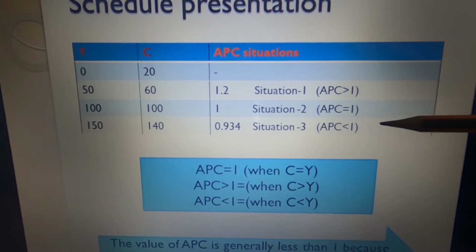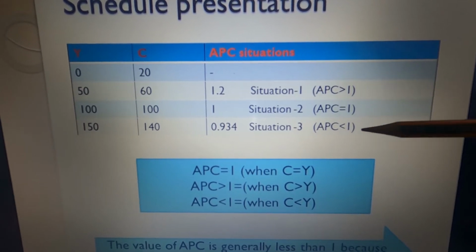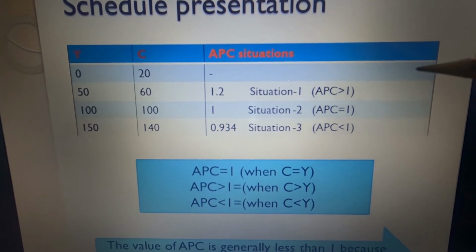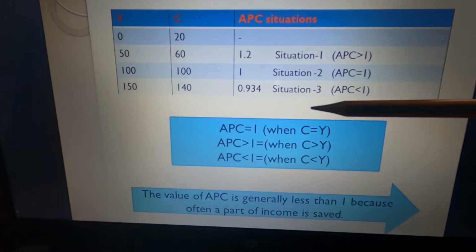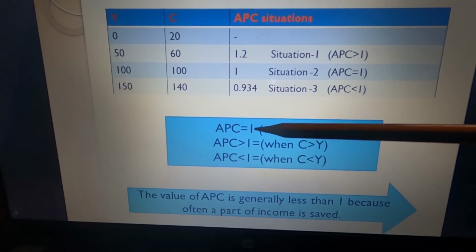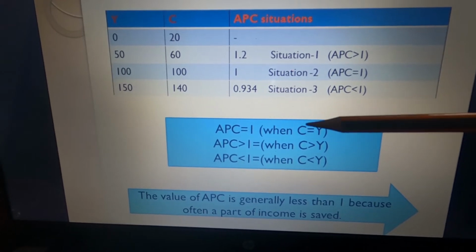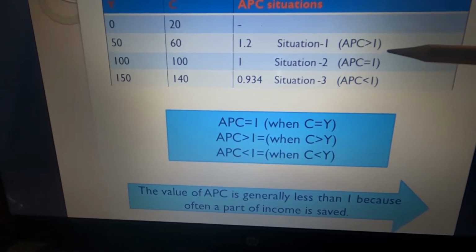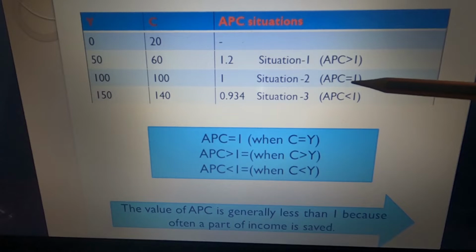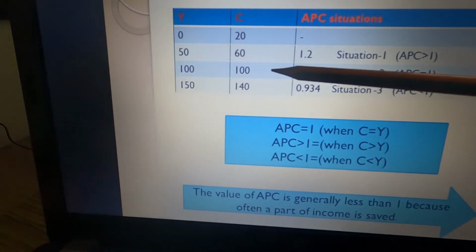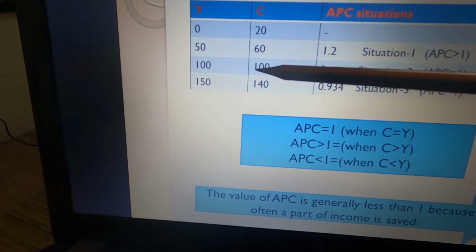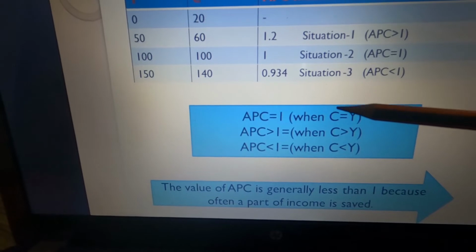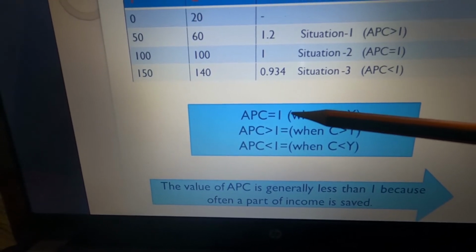Is that clear? Okay. Now, when we say APC is greater, lesser, and equal to 1, what does it show? Now see here. APC will become equal to 1 when consumption is equal to Y. Is it happening here? So APC is equal to 1, this one, right? So what is happening here? See here, the income is 100 and consumption is also 100. So when consumption is equal to income, then APC will become 1.